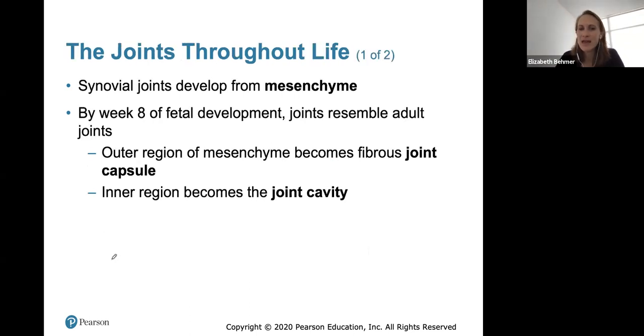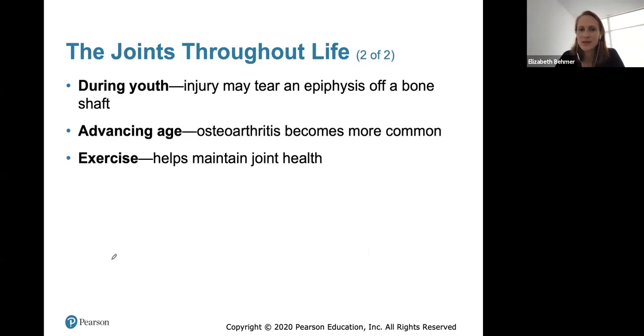The joints throughout life, I'm going to kind of skip over this. This is how your joints will grow and change. One big thing to know is that exercise does help maintain joint health. And that's it for this chapter on joints.